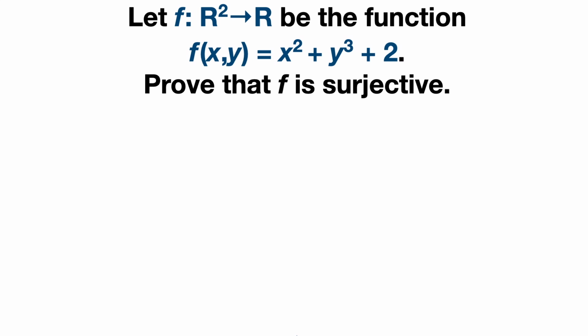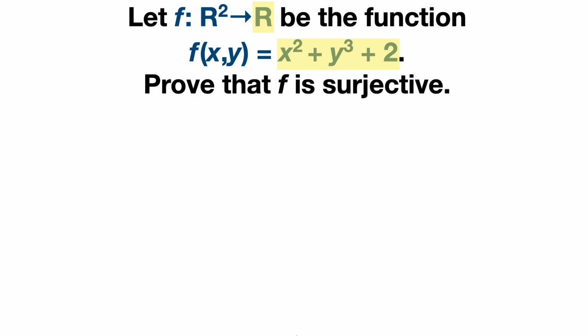Okay, let's see how this would work with an actual function. Our objective is to prove that the function f of x,y equals x squared plus y cubed plus 2 is surjective. Before we start, it's important to recognize that this is a function of two variables. That means that the domain is R squared, and a typical input is an ordered pair x comma y. The output of the function is a single real number, and so the codomain is R.